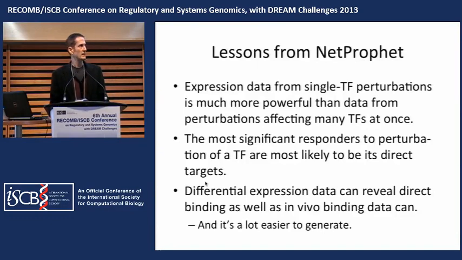And those are that expression data from single transcription factor perturbations is much more powerful than data from perturbations affecting many transcription factors at once. That the most significant responders to perturbation of a transcription factor are most likely to be its direct targets. And that differential expression data can reveal direct binding as well as in vivo binding data can, and it's a heck of a lot easier to generate.